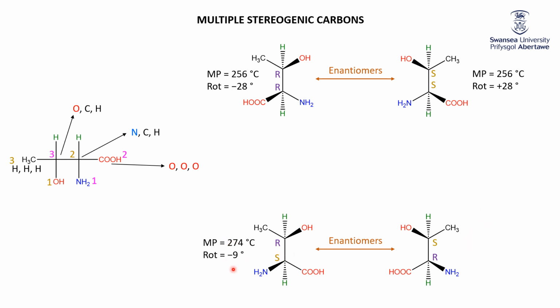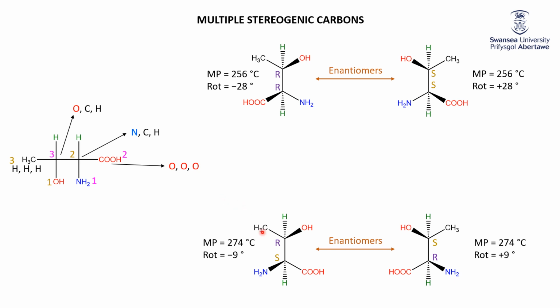This one, the RS, rotates light by -9, so I'm going to predict that this one here, its enantiomer, rotates light at +9. And look at that, I was right, which I should be as I know, since I wrote the slides, but it is actually correct. Now, these two are enantiomers. These two are enantiomers.